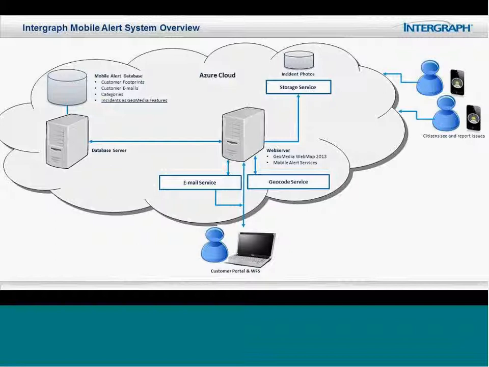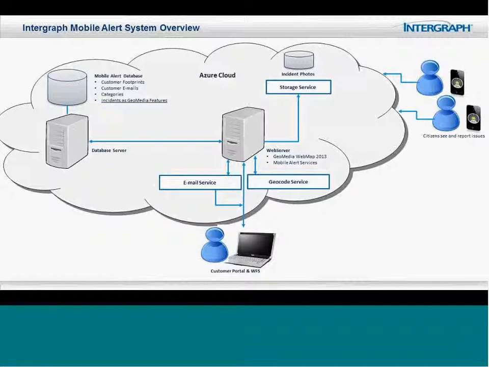We've got our own products in the back end. In particular, GeoMedia Web Map provides a lot of functionality for us in actually storing the information off into a GIS database. If you notice on the upper left-hand side, the mobile alert database there, we've got all the customer information there to know who to send the emails to. We've got the categories that are appropriate for that particular location. But more importantly, these aren't just incidents in and of themselves, but actual features stored in a GeoMedia warehouse.